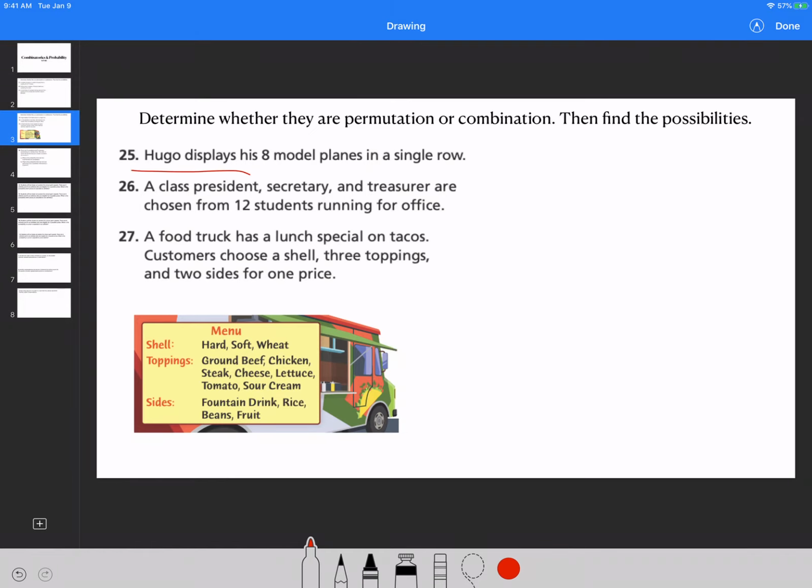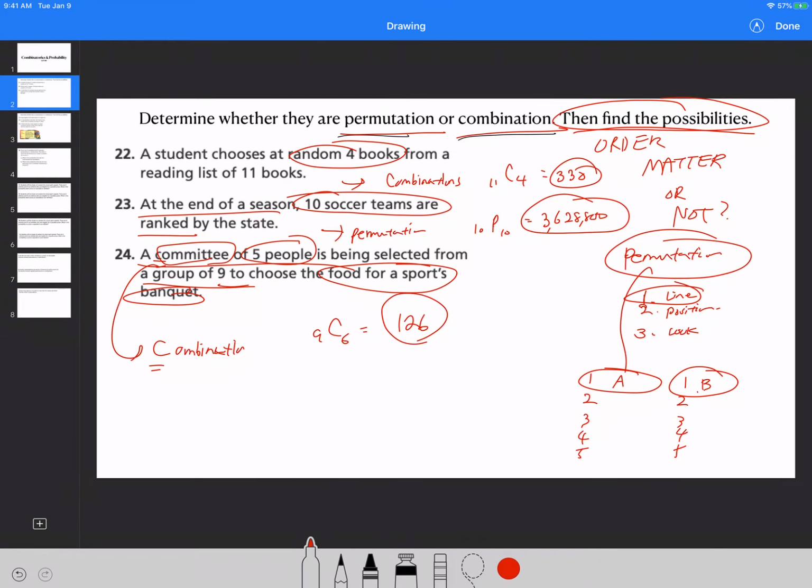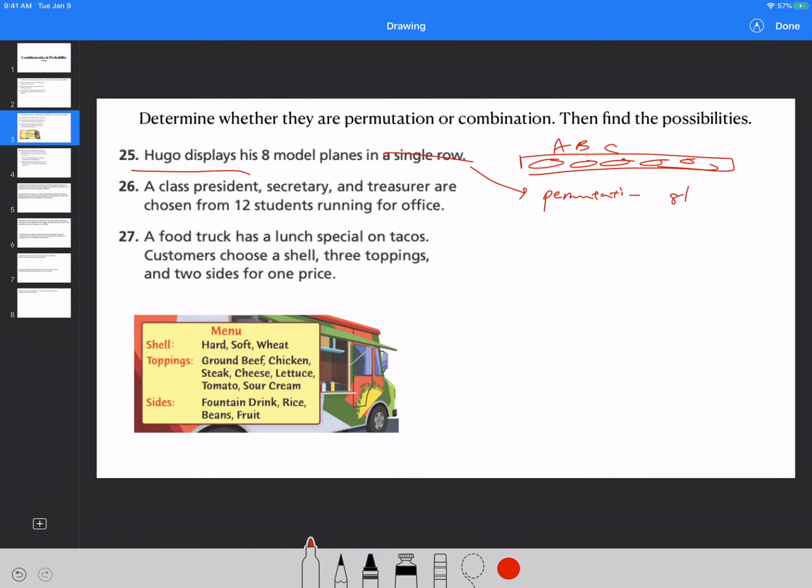Okay, 25. Hugo displays 8 model planes in a single row. Whenever we're arranging in a line, like plane A, plane B, plane C, in one singular row, auditorium seats, single file line, those are all permutation questions. Like I said up here, arrange them in a line. So I'm going to have 8P8, which would be 8 factorial, 40,320 different ways.